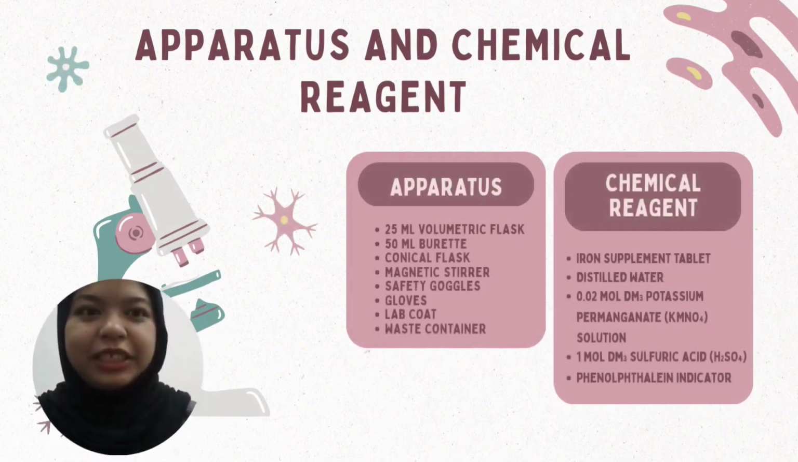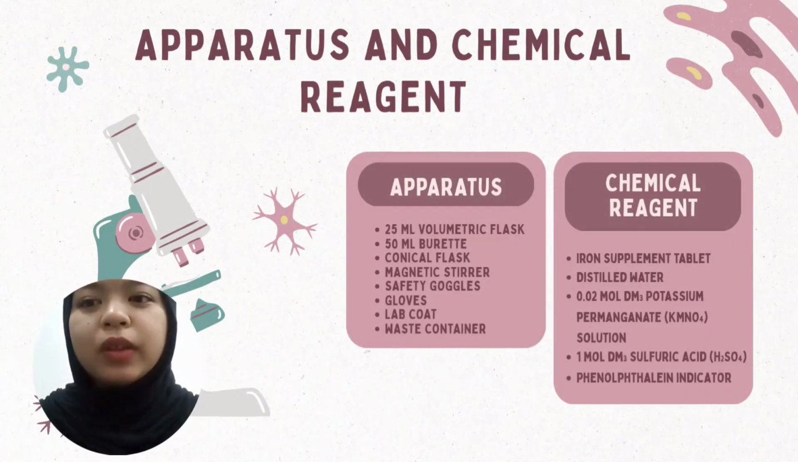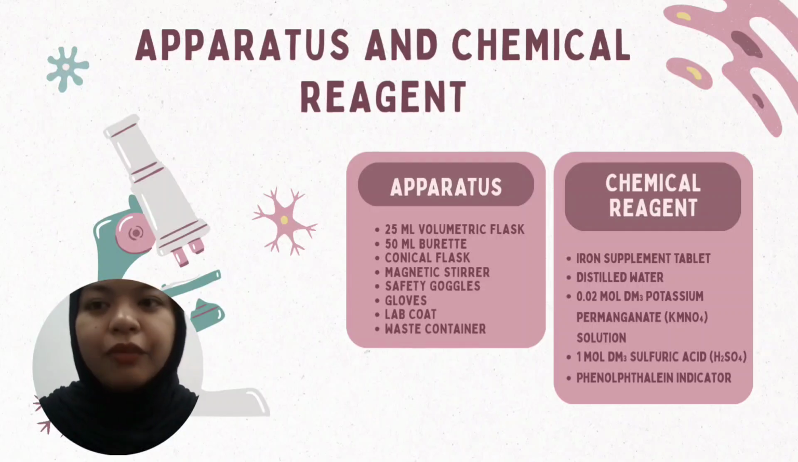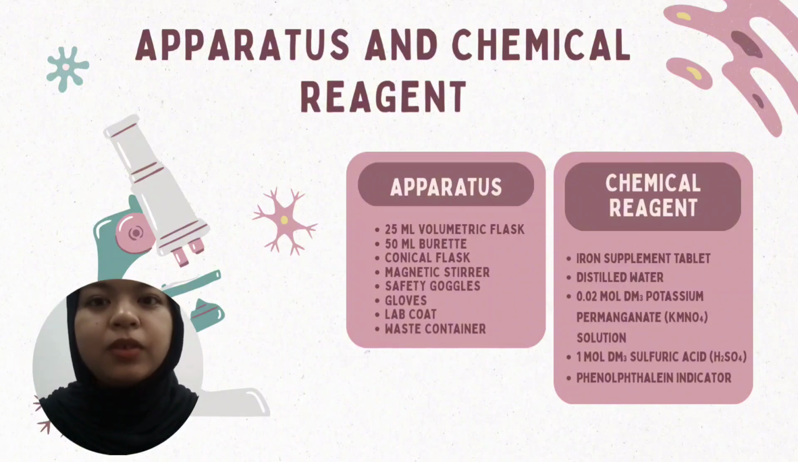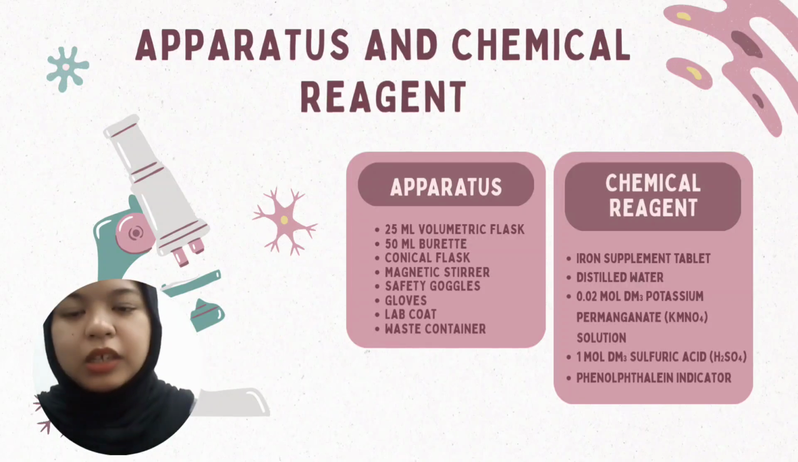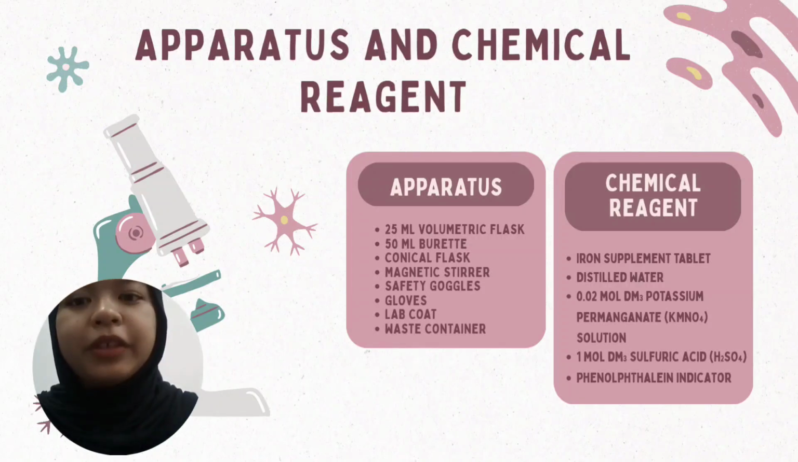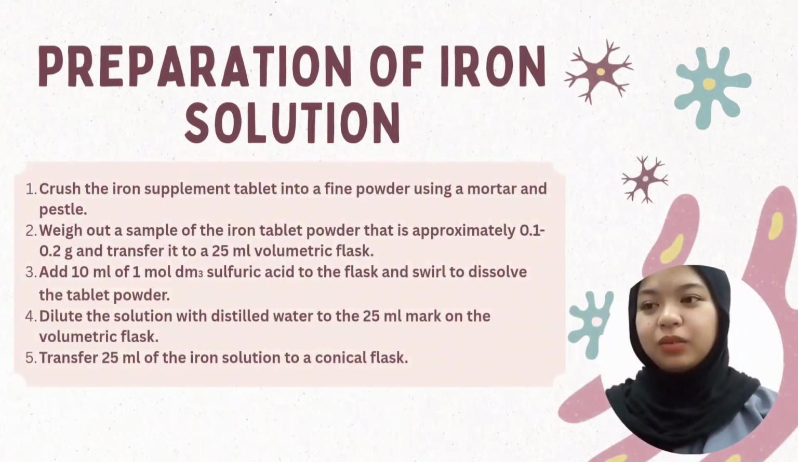Next, for methodology, we have apparatus and chemical reagent. For apparatus, we use 25 ml volumetric flask, 50 ml burette, conical flask, magnetic stirrer, safety goggles, gloves, lab coat and waste container. For chemical reagent, we use iron supplement tablet, distilled water, 0.02 mol dm potassium permanganate solution, 1 mol dm sulfuric acid and phenolphthalein indicator.